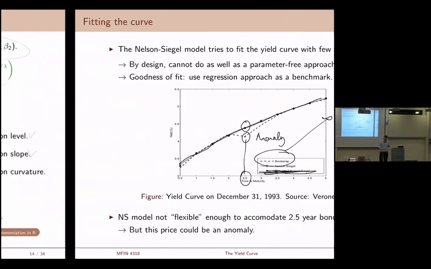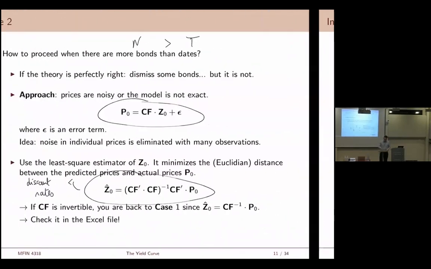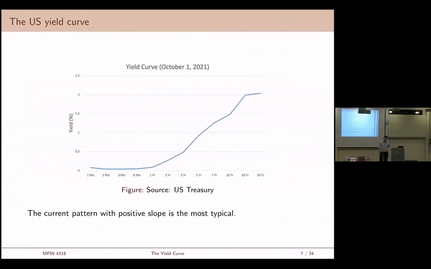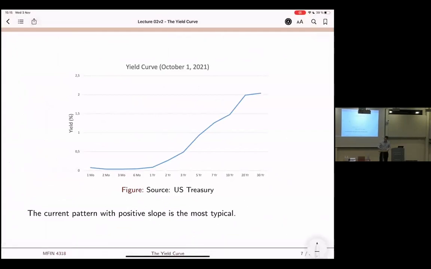To explain the preferred habitat hypothesis, let's go back to this picture of the yield curve that I showed you before. The basic assumption of this hypothesis is that there's some kind of market segmentation. What it means is that different investors are investing in different securities, and here in particular, different types of investors are investing at different maturities. To fix ideas, you can think of the long end of the yield curve. For long-term bonds, you're going to have, for example, pension funds.